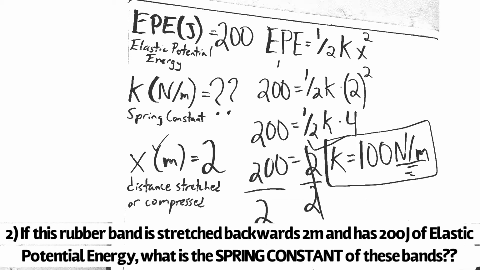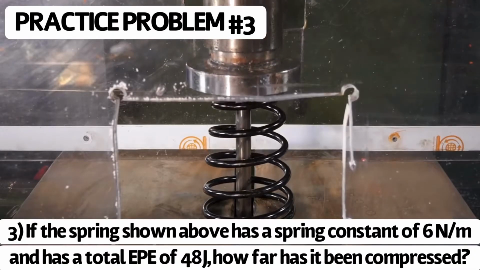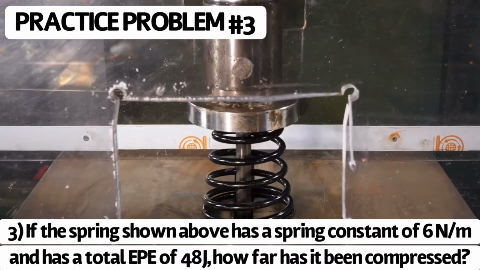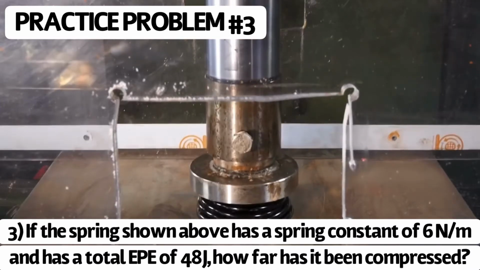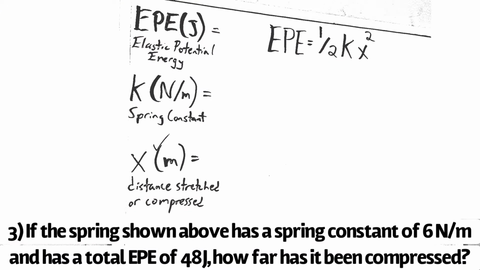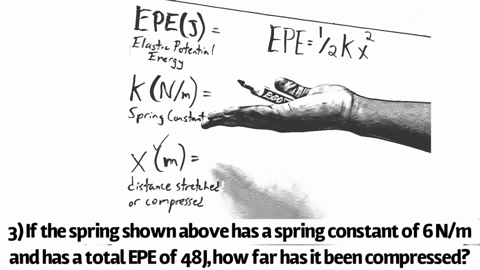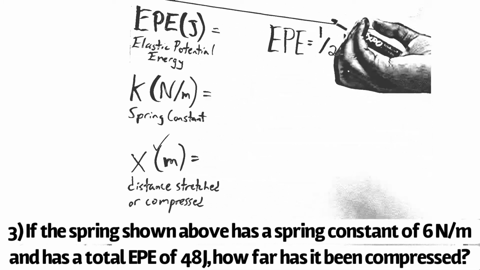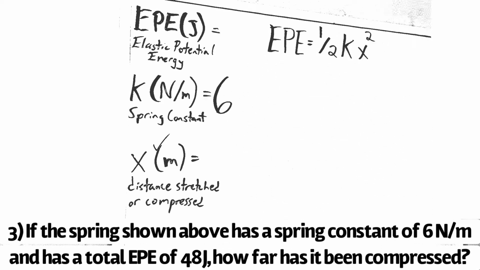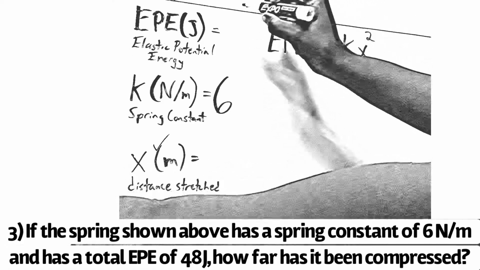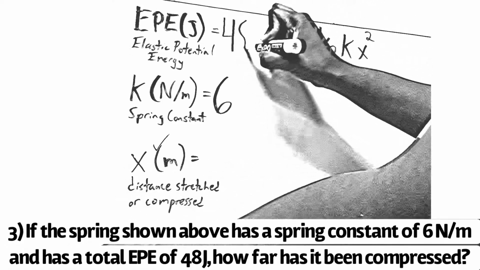Practice problem 3. If the spring that's shown in this video above has a spring constant of 6 newtons per meter and has a total elastic potential energy of 48 joules, how far has it been compressed? Same handy dandy formula. We pull out our givens. It says that the spring has a spring constant of 6 newtons per meter. So therefore, you guessed it, they have given us K. K is 6. And it has a total EPE of 48. So our elastic potential energy this time is 48. How far has it been compressed?